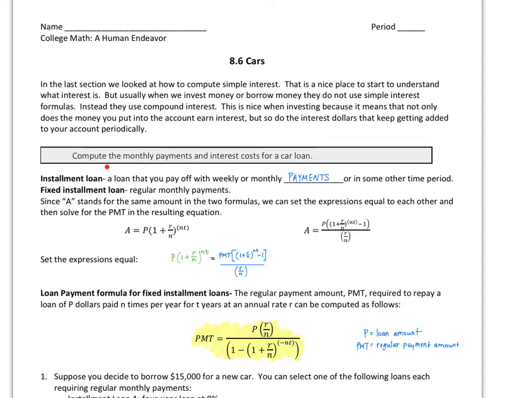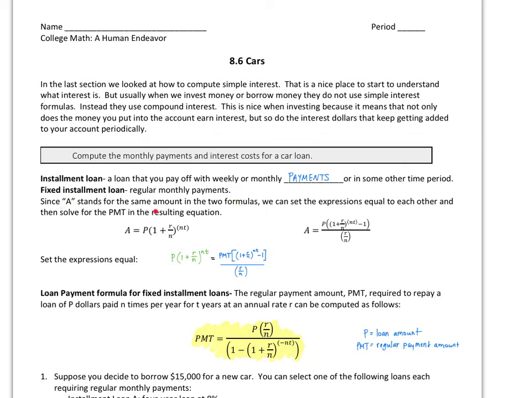So what we're going to look at is how to compute monthly payments and interest costs for a car loan. Now we're going to talk about those monthly payments instead of investing so much money monthly or annually or n times per year. An installment loan is a loan that you pay off with weekly or monthly payments or in some other time period. Typically with cars, we're talking about a monthly payment. A fixed installment loan has regular monthly payments. All right, so that's typically what we're looking at here.